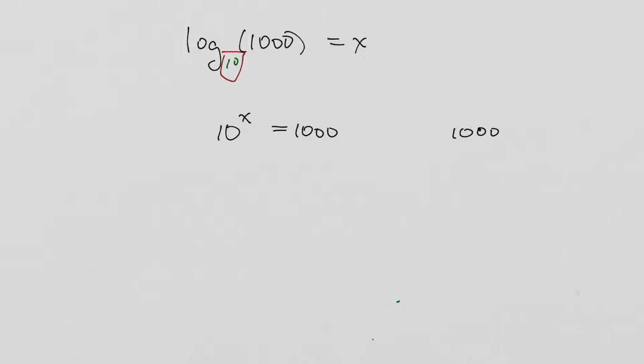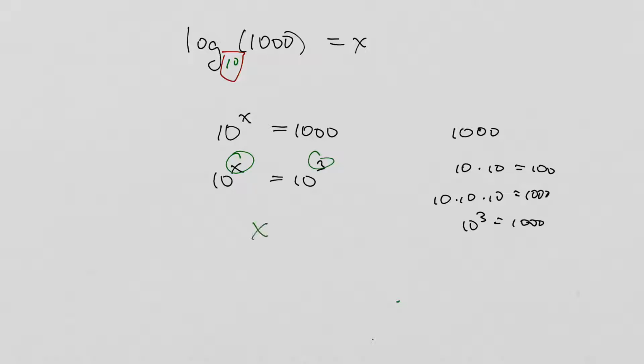One other note here for you. If I don't have a base on there, right, and I ask you to evaluate that, if there's nothing listed right there, assume that it's the number 10. Okay? So this would be the same thing as 10 to the x equals 1,000. Of course, 1,000 is, let's see, 10 times 10 is 100. So 10 times 10 times 10 is 1,000. Right? So 10 to the third equals 1,000. So 10 to the x equals 10 to the third. So x equals 3.